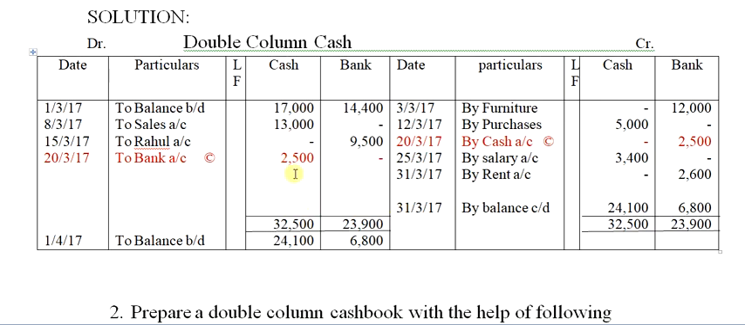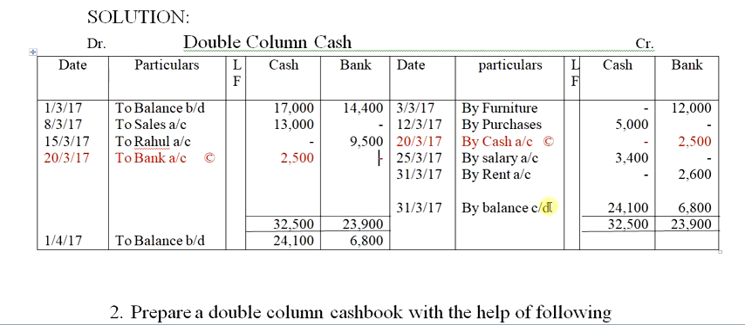On the debit side total you will be getting 32,500 in the cash column and 23,900 in the bank column. The same total on the credit side also, 32,500 and 23,900. From this, 32,500 minus 5,000 minus 3,400, how much will you be getting?